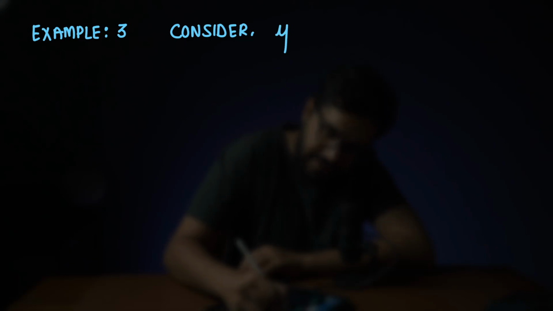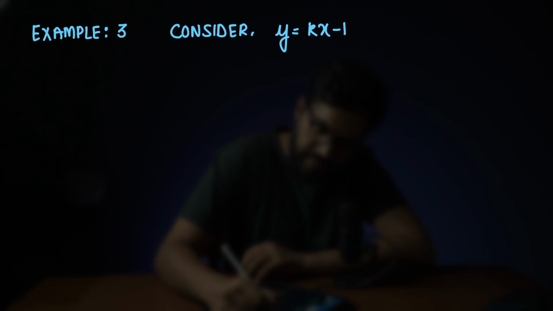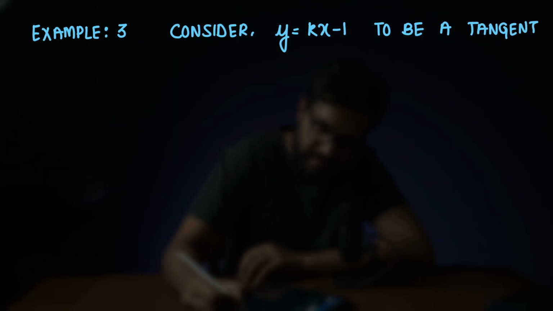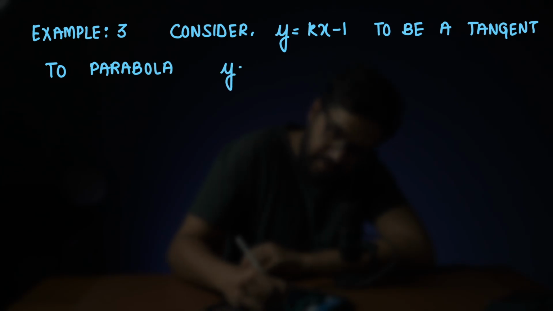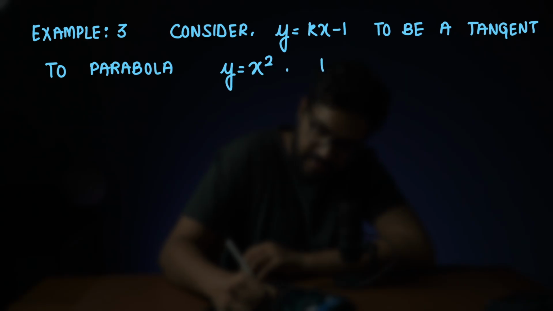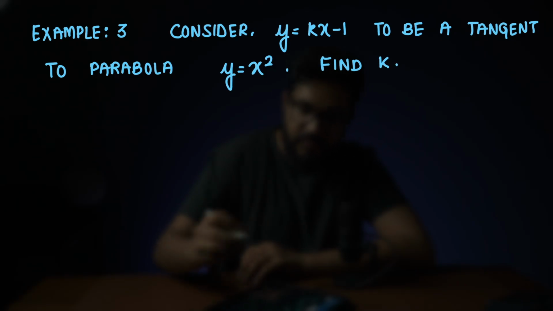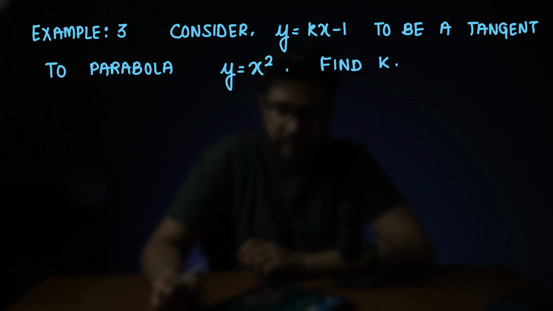Consider y is equal to kx minus 1 to be a tangent to the parabola y is equal to x square. Find k. So this is a Cambridge favorite way to combine two topics in a single question.